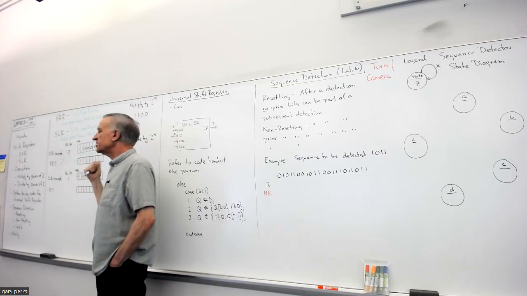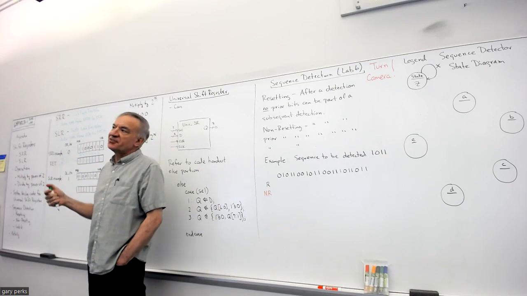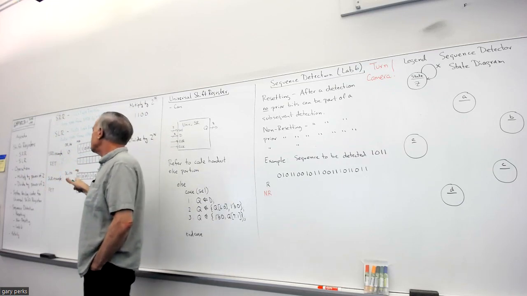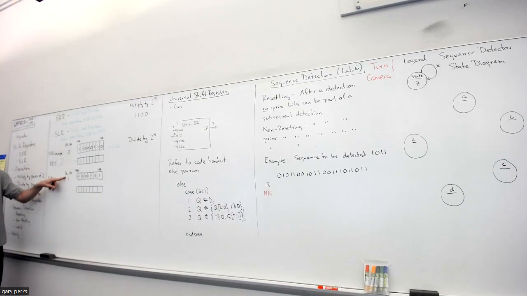Okay, any questions about that? Because if you understood this, you'll understand a shift left, since a shift left is just going the opposite direction. So that's what the next example is. This is a shift left. You'll have an input DL, where D means data and L refers to data for shift left.